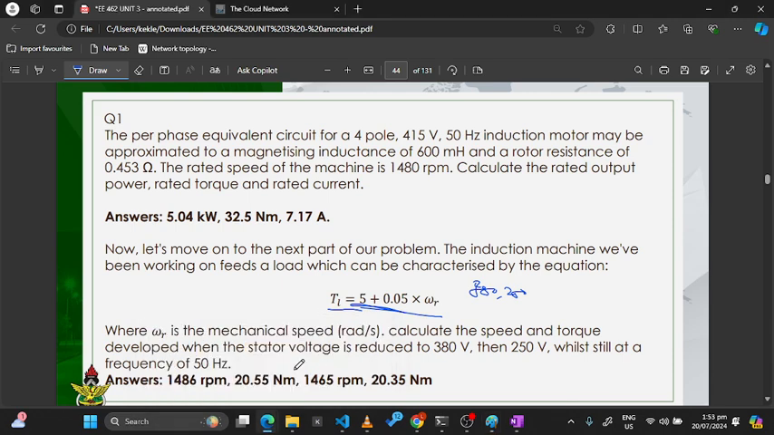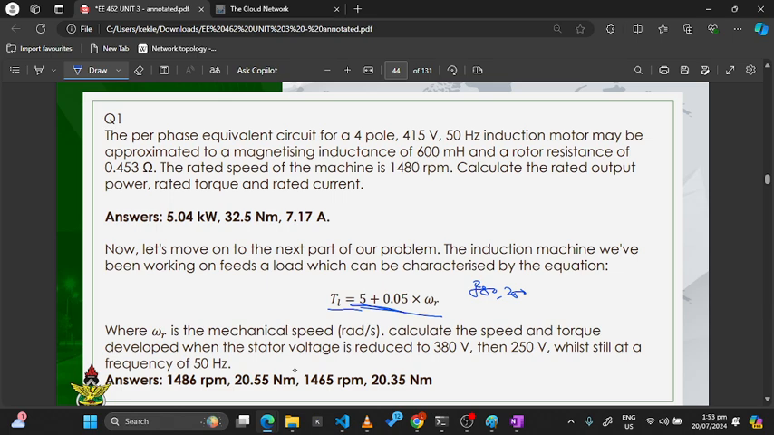Now let's move to the next part of our problem. The induction machine we've been working on feeds a load which can be characterized by the equation TL equal to 5 plus 0.05 times the speed. Is that okay?